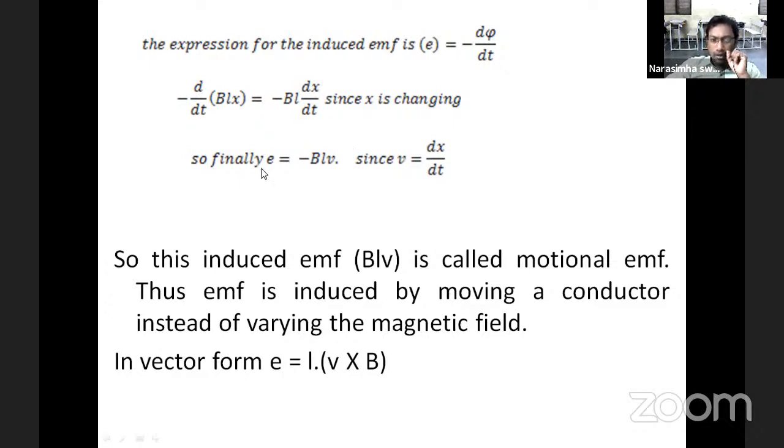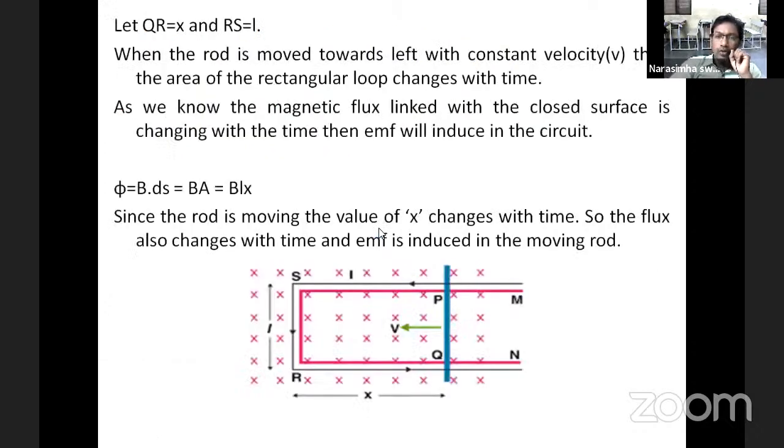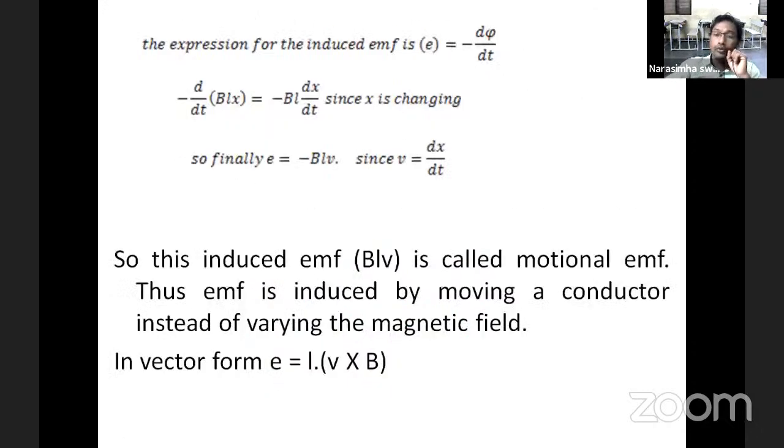So finally, E is equal to minus BLv, since dx by dt is v. So what is this? EMF is equal to minus BLv. This is motional electromotive force. So this is the EMF expression in a metallic frame. This much EMF is generated.